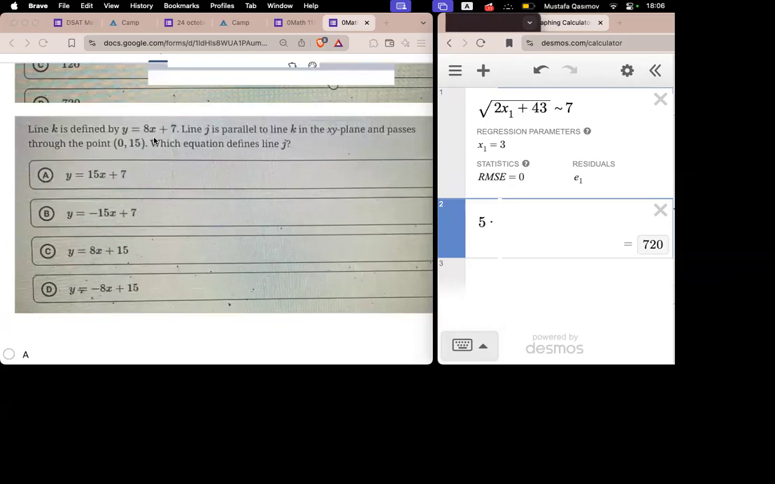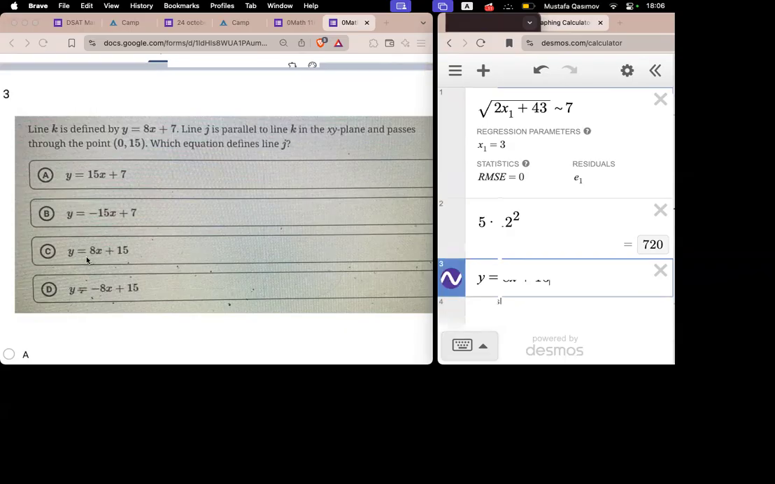3. Y is equal to 8x plus 7, and it passes through 0 and 15. Because it's parallel, the slope must also be 8. Y is equal to 8 multiplied by x plus b. Because it passes through 0, 15, it means that b is 15. So answer is C.